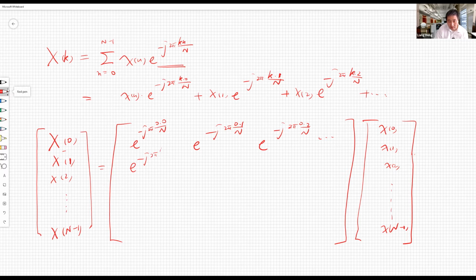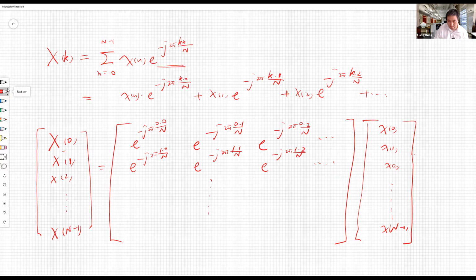So it's 1 times 0 over n. The second is e to the negative j 2 pi, k is 1, n is 1, over n. Then e to the negative j 2 pi, k is 1 times n is 2, divided by n. Similarly, this row multiplied by this column, and we got x1.